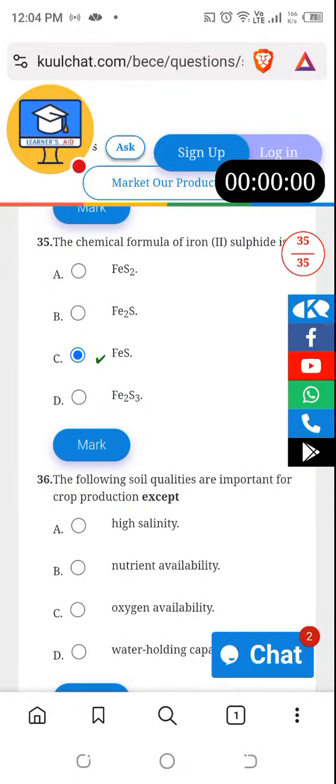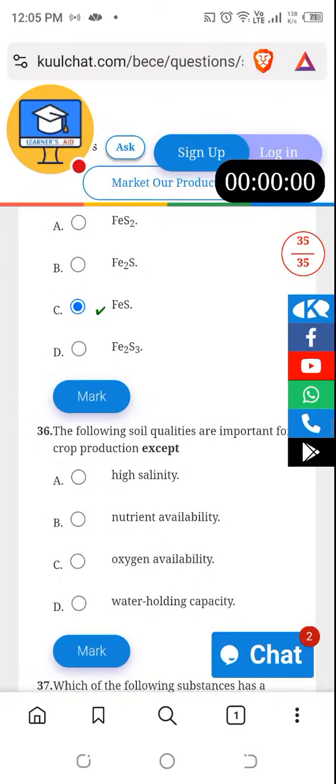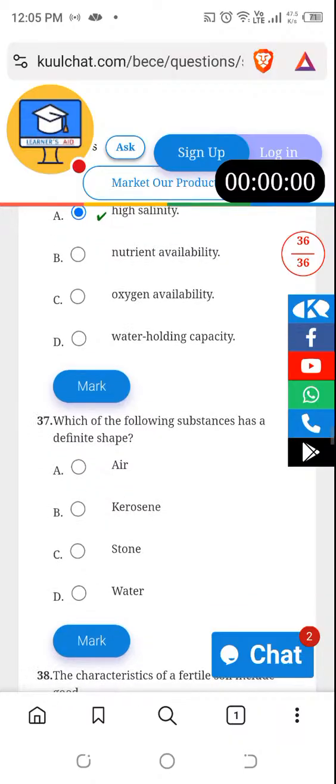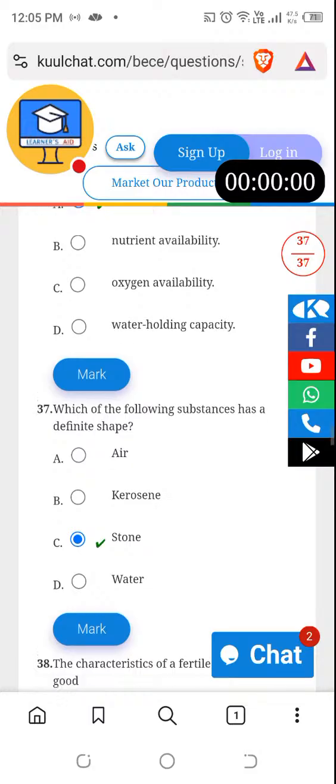The following soil qualities are important for crop production except: high salinity, nutrient availability, oxygen availability, water holding capacity. Okay, nutrient availability is necessary, oxygen availability is necessary, water holding capacity is necessary. I'll go for high salinity. Good. Yeah, high salinity. Which of the following substances has a definite shape? Definitely, which of them is a solid? Definitely a stone. Good.